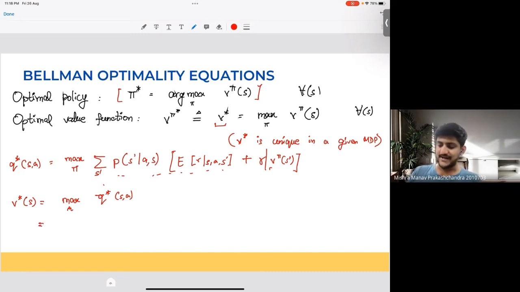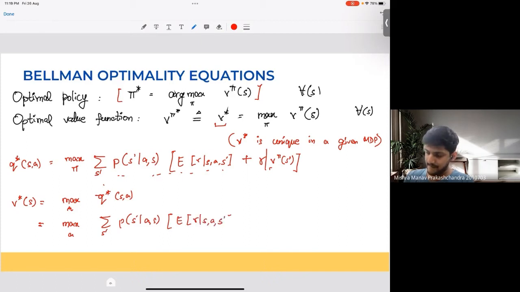And if I were to write it in its general form, I just expand this Q star, plus my V star of S. This is the optimality equations for my Bellman equations. This was all covered in week 4.